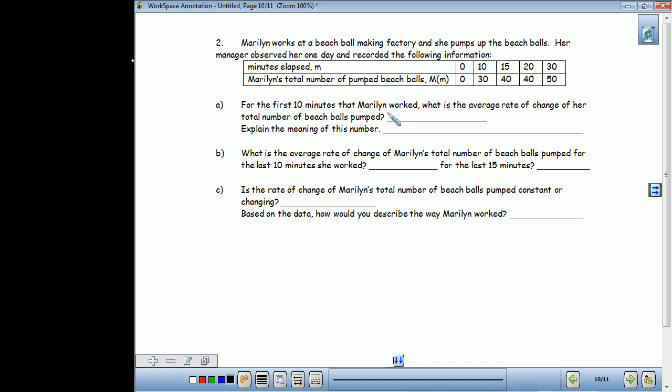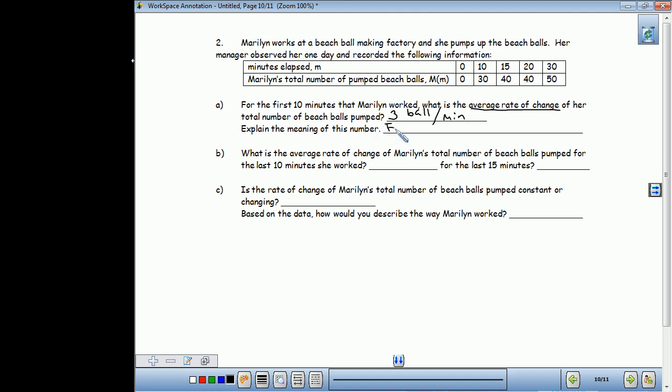So for the first 10 minutes that Marilyn worked, what was the average rate of change of her total number of beach balls that she pumped up? 30 divided by 10, which is 3 balls per minute. What now? This is like the meaning of this number. We just write rate equals 3, or do we have to write 3 balls a minute? You have to write 3 balls per minute. If it's a word problem, it should have a unit rate.